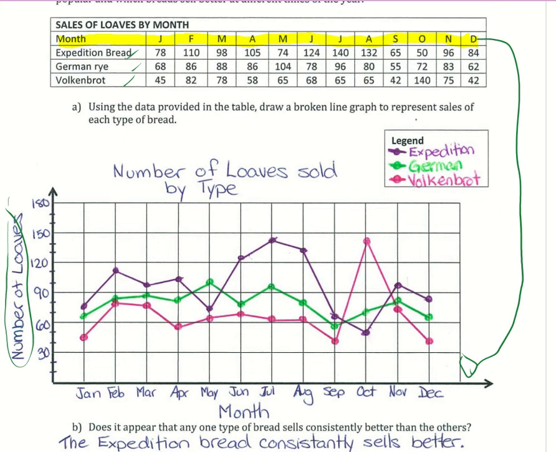And another good point that we talked about too is it has its legend here, and it also gave the title. So everything's organized. So you can see here that the Expedition is in purple. Without that, I wouldn't know really what it is. If you don't have pencil crayons and stuff, you either have to maybe use different shapes. Like you could have used all the stars are Expedition and all the circles are German and diamonds are the Volkenbrot. That type of thing. So you differentiate the types of bread.